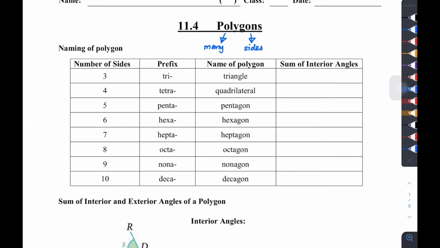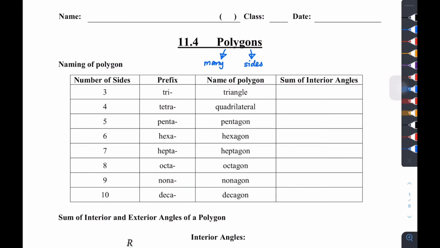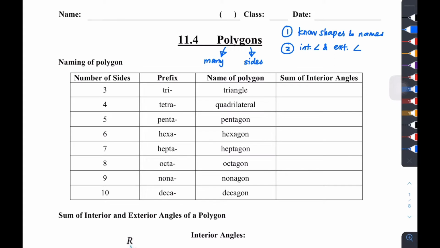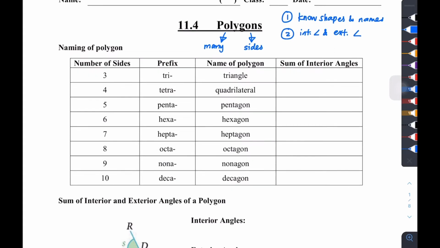In this chapter, on top of knowing the shapes and the names, we also need to know the properties of the interior angles and the exterior angles. Like what we did with triangles and quadrilaterals, we look at the amount of angles and so on. We're going to do the same for polygons. Before we go on, we need to differentiate what are interior angles and exterior angles.